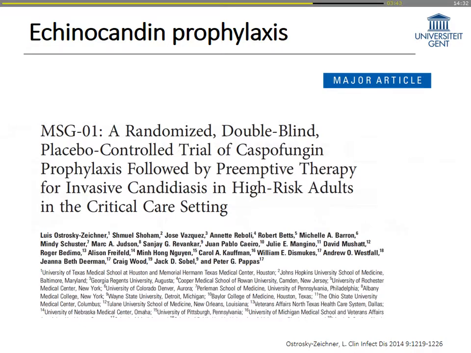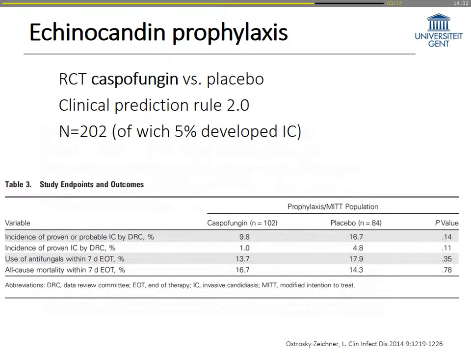A number of studies looked at prophylactic and preemptive strategies, such as this randomized controlled trial comparing caspofungin versus placebo in 200 patients, only 5% of which developed invasive candidiasis. Remember, in the table I showed you at the beginning, you needed a 15 or 20% baseline risk to have the lowest number needed to treat. So apparently in these more recent studies, the incidence of invasive candidiasis is lower than in the previous study.